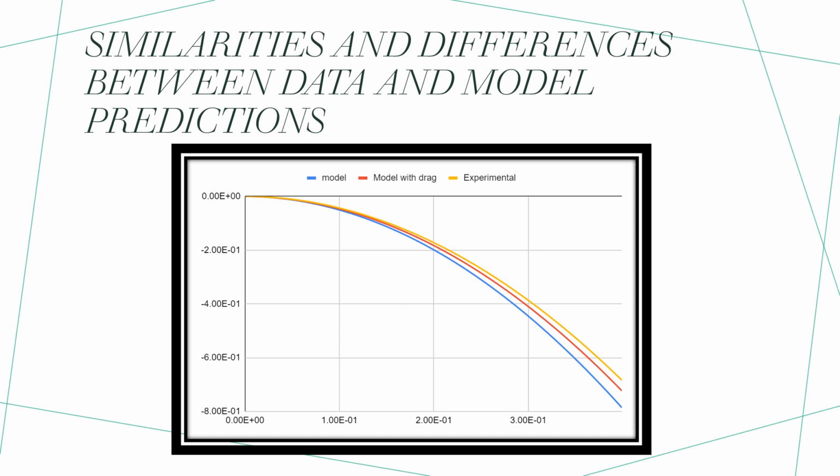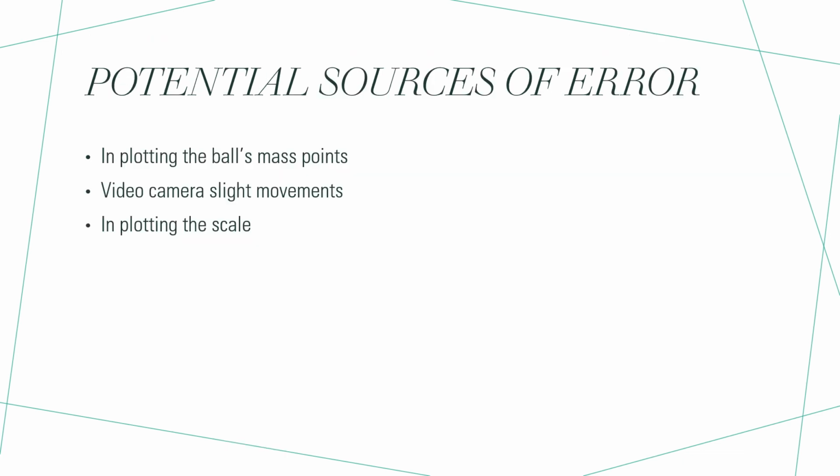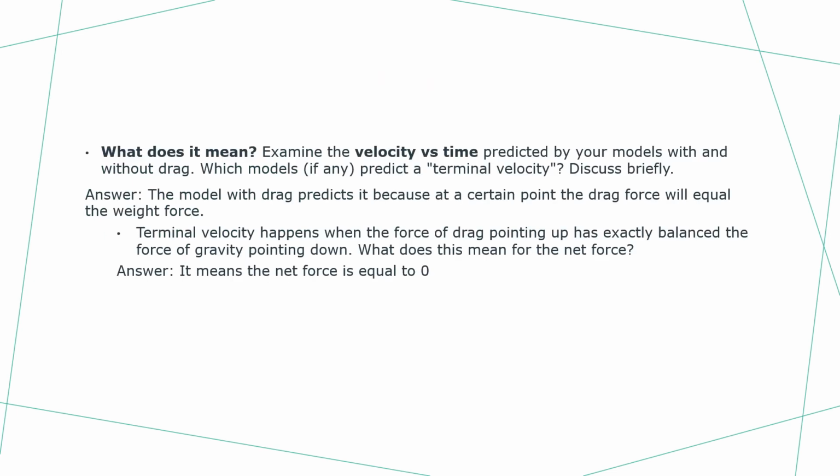And the similarities and differences between the data and model predictions were that with the model, it was assumed that it would hit the ground sooner, because it's not accounting for drag. But with model with drag, it was a little bit closer to being accurate. It assumed that it wouldn't get there as fast, but it wasn't as close as the experimental, which took the longest to hit the ground. Potential sources of error are in plotting the ball's mass points, video camera slight movements, and in plotting the scale.